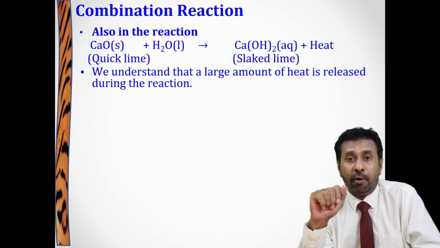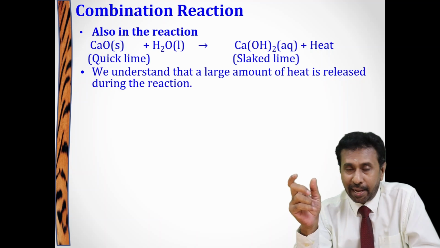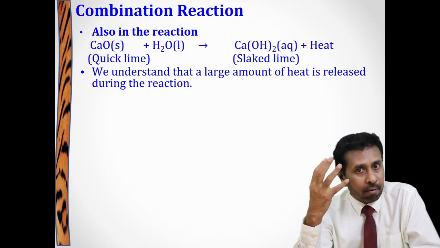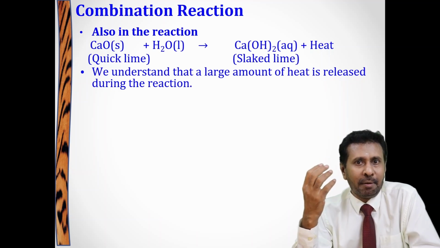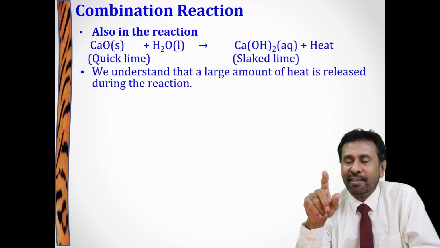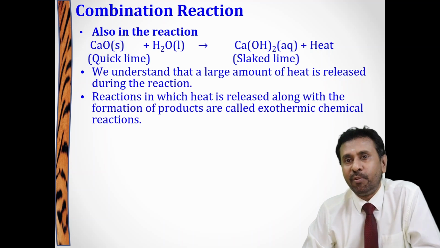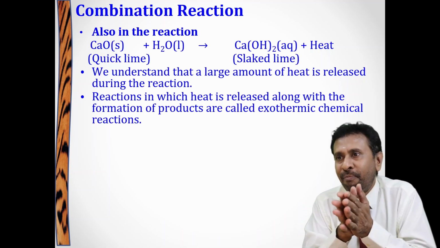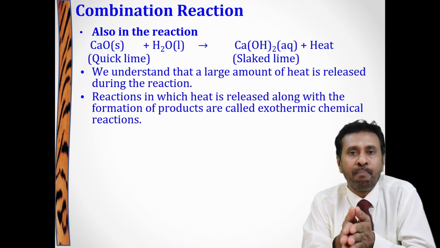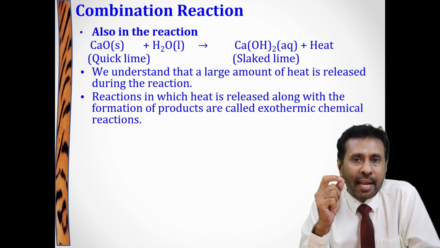But the reason for repetition is different. Now see, quicklime plus water gives slaked lime plus heat. So now we get a new type of reaction, a classification. Again, we understand a large amount of heat is released during the reaction, correct, and the reactions in which heat is released along with the formation of product are called exothermic chemical reactions. So any reaction where heat is released with the formation of product is called an exothermic reaction.